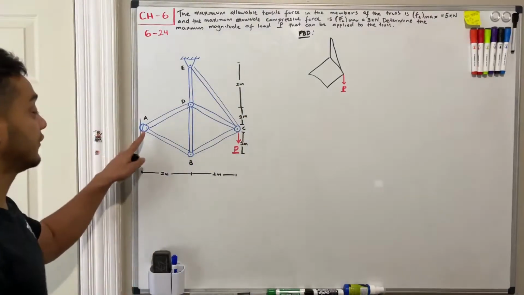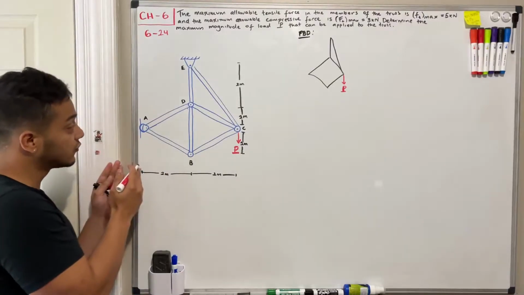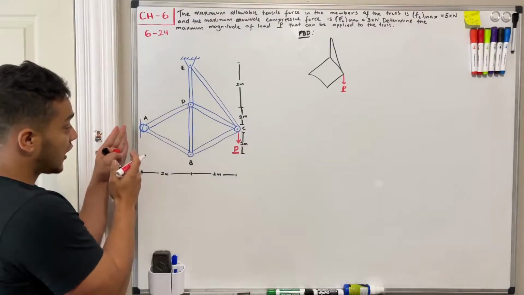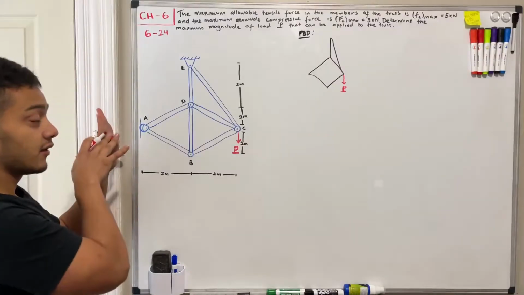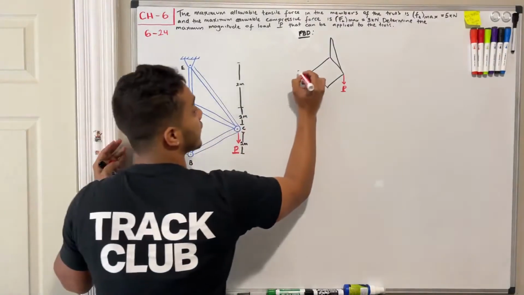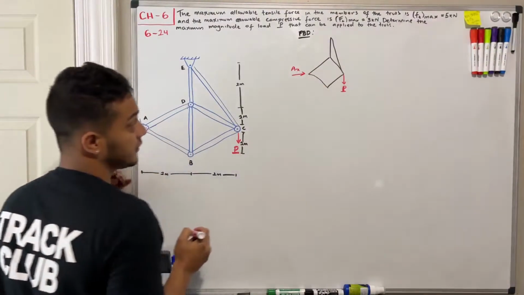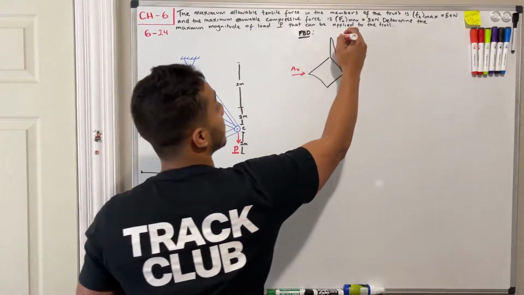Then what else do we have? If we have a roller at point A, that means that we're going to have a reaction force normal to that surface. If our surface is vertical, then normal to that surface is going to be horizontal. So we're going to have an A that I'm going to call X because it's in our X direction.